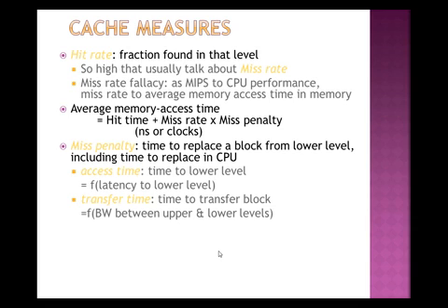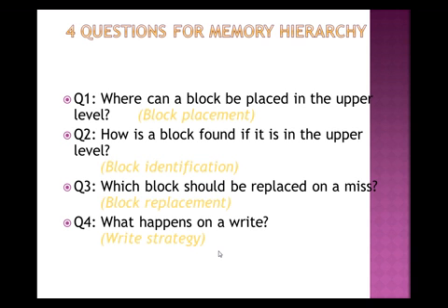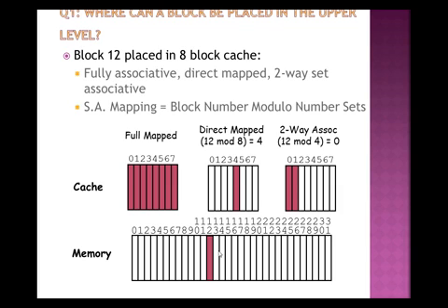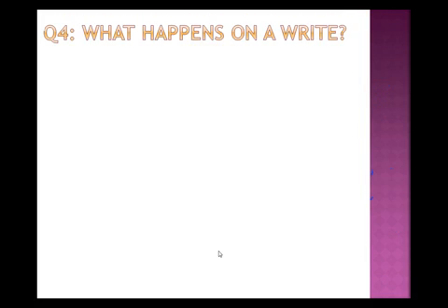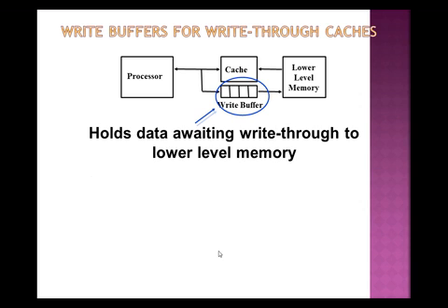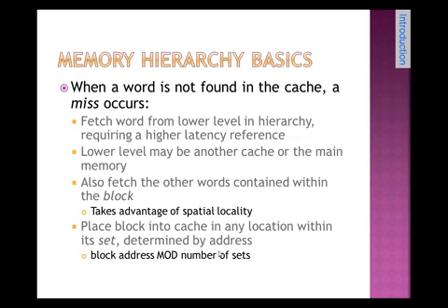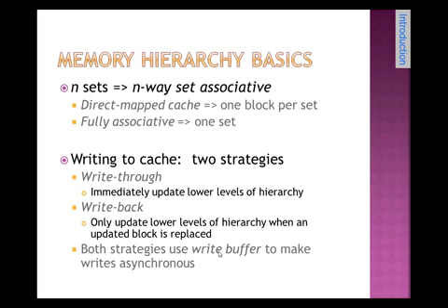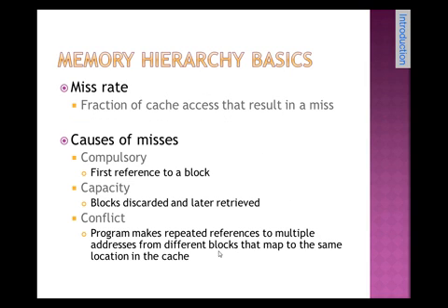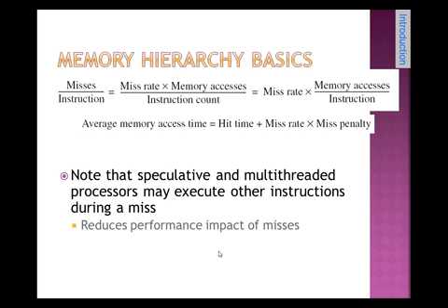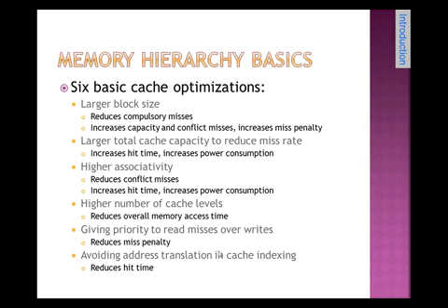Then cache measures, that is how we can measure the hit ratio and the miss ratio. These are the four types of questions we studied. Then the difference between write through and write back. Then we studied the basics: if the word is not available in the cache, then a miss occurs. This is writing to the cache. There is the miss rate, causes of the miss rate, and the formula for calculating the miss ratio. These are the memory hierarchy basics.